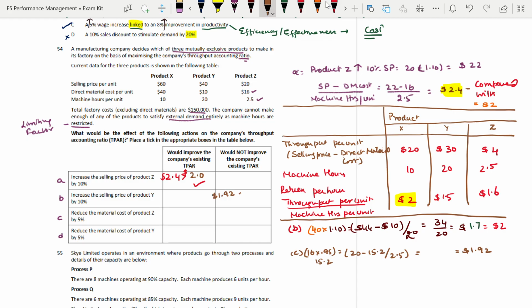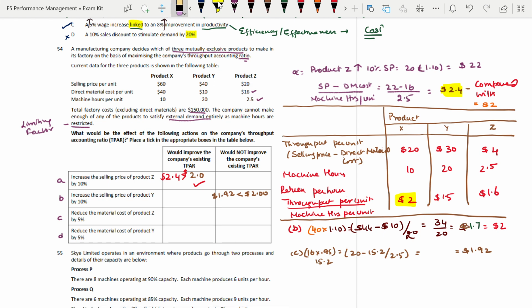1.92 is less than 2. You have to give reasons whether it will improve the company or it will not improve the company. If you are taking product Y, how much are you going to get? We are going to get only 1.7.